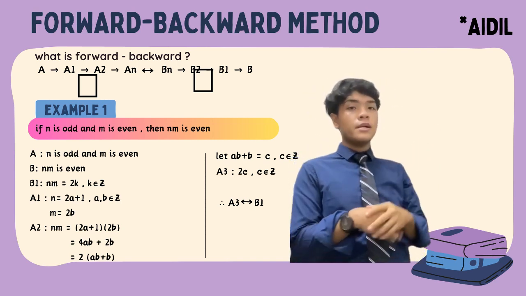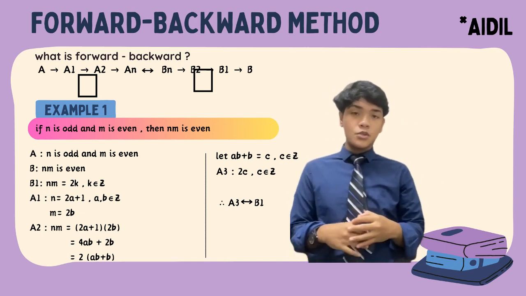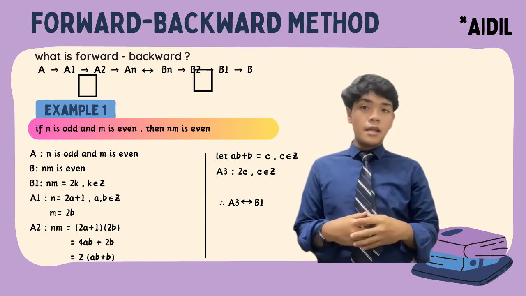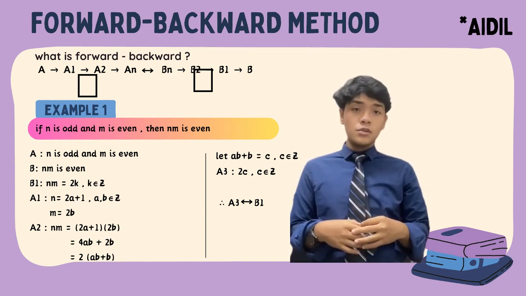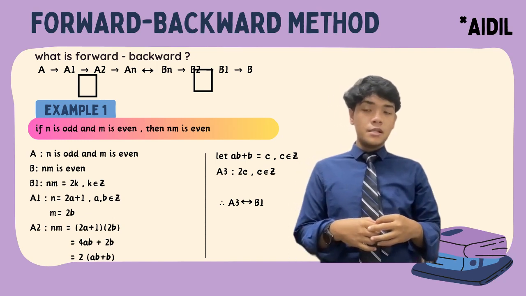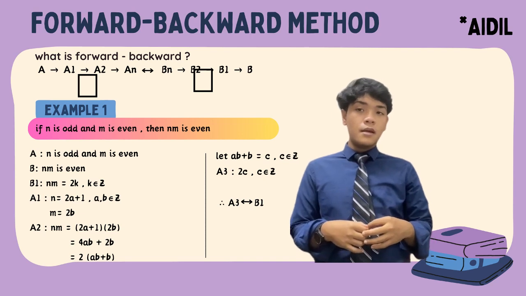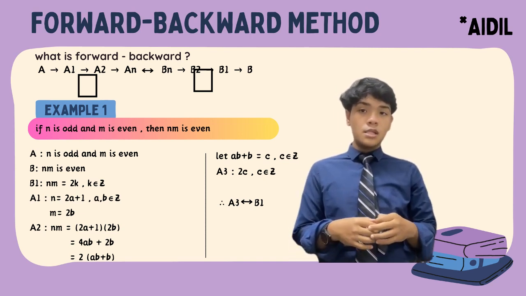So for example 1, if n is odd and m is even, then nm is even. A will be n is odd and m is even. B, nm is even. So from B we will get B1, nm equal to 2k, k an element of the integers. A1, n equal to 2a plus 1, m equal to 2b, where a and b are elements of the integers.